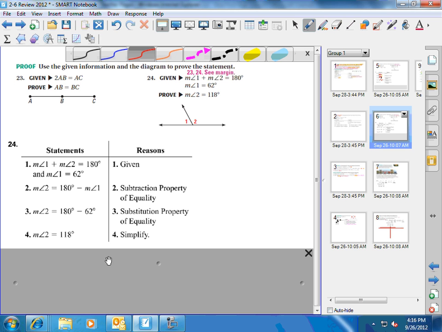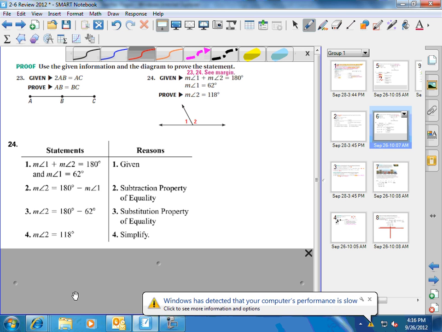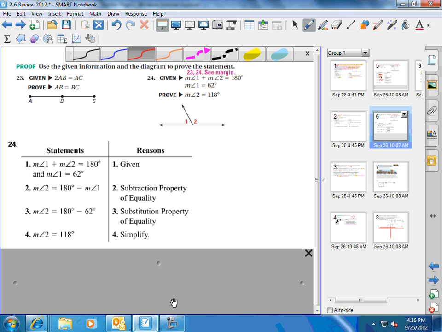You might have done it a little bit differently. You might have said that the measure of angle 1 plus the measure of angle 2 is 180, and then substituted the measure of angle 1 with 62, and said that the measure of angle 2 is equal to 180 minus 62. There are different ways you could have done that. And probably same thing with number 23.